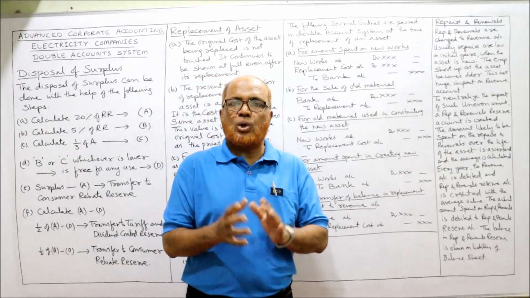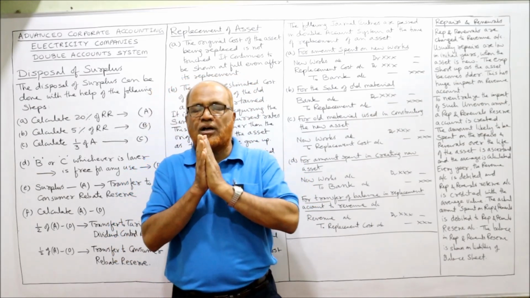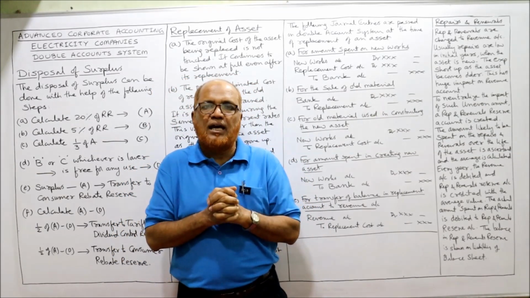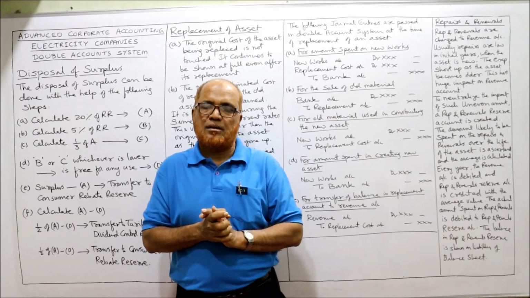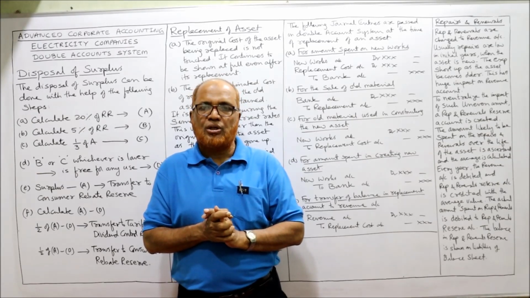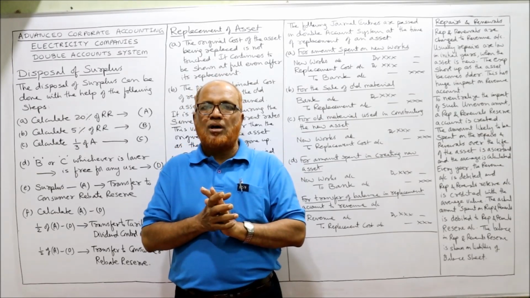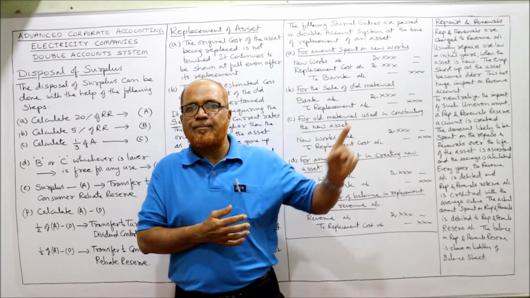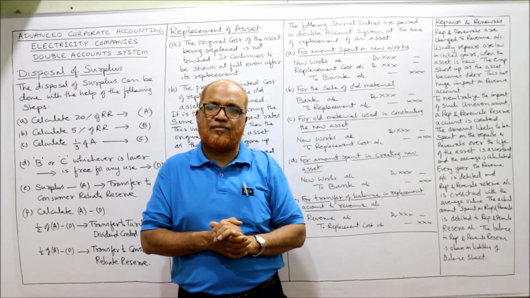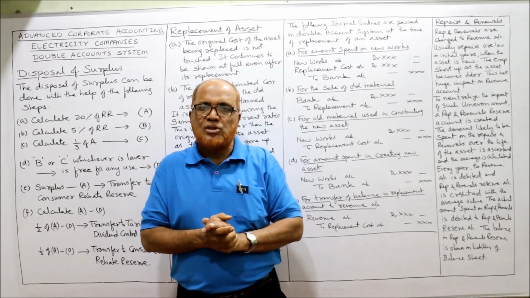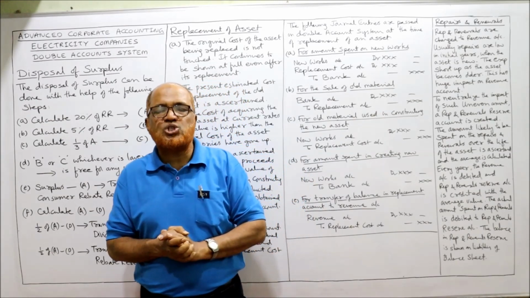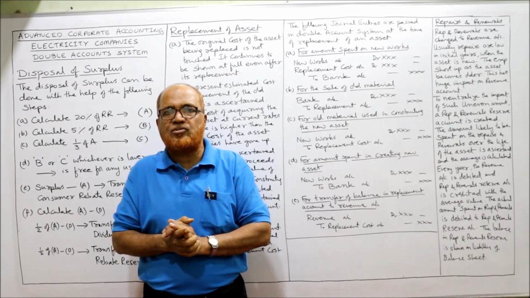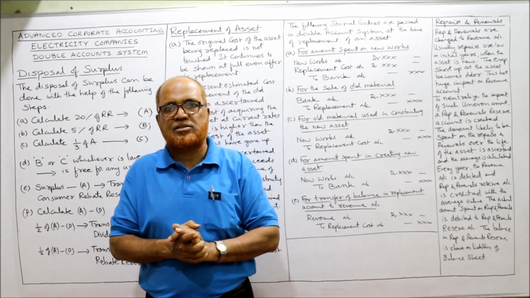That's all. So in this video, I have explained to you the complete detail regarding electricity companies, public utility concern: how to make the financial statements, how to dispose the surplus, how to replace the asset, and repairs and renewal reserve. This is the complete theory. In the next video, I am going to start the problems on these electricity company financial statements.